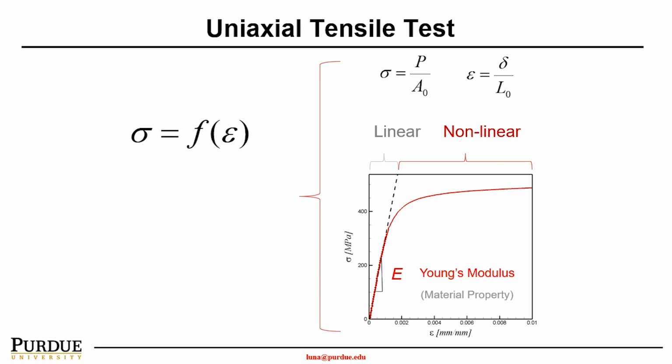So therefore, for uniaxial tensile testing, we can get sigma equal to a function of the strain. And that function is actually a linear function in the linear behavior, which is Young's modulus, again, the modulus of elasticity. For nonlinear behavior, we will talk in the next couple weeks.